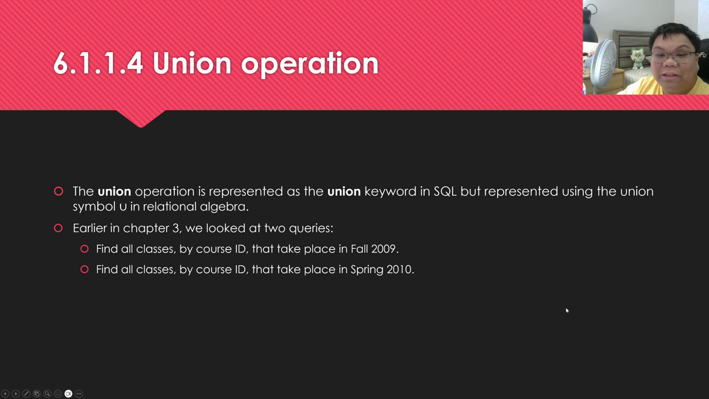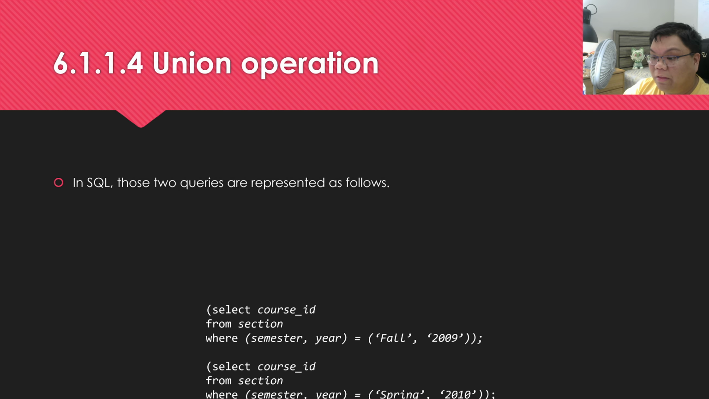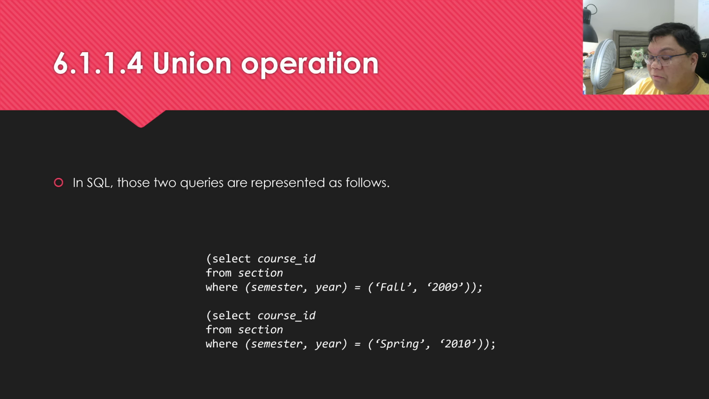Okay, so that is 2 of 6 operations. Let's look at the union operation. If you're familiar with set theory, it's going to be exactly the same notation. In SQL, there are 2 queries that we've seen that we used to first demonstrate the union operation keyword. And it was these 2 queries.